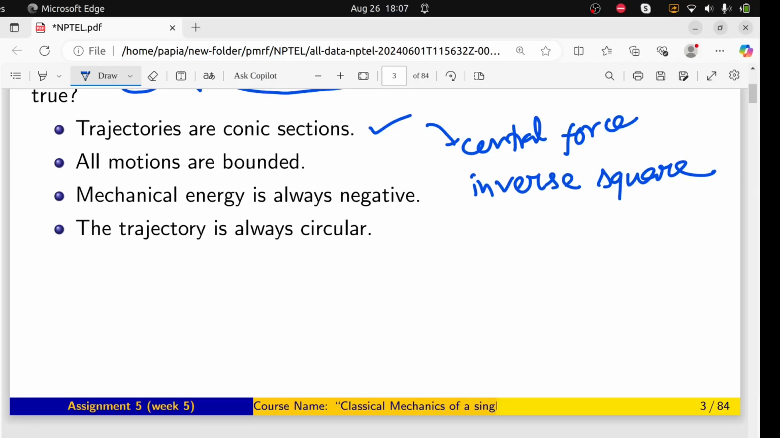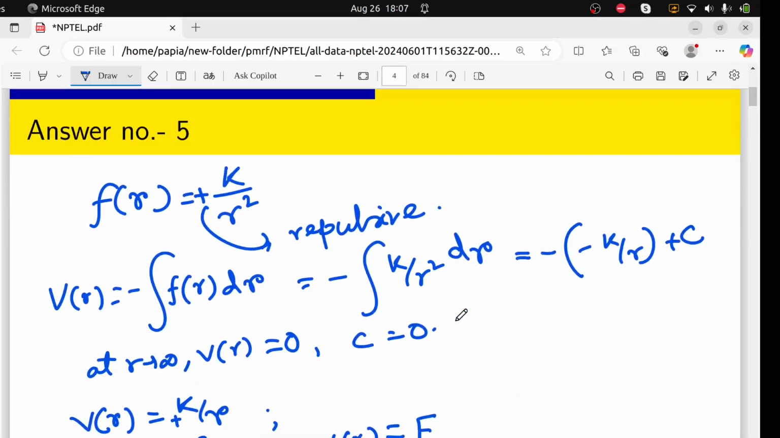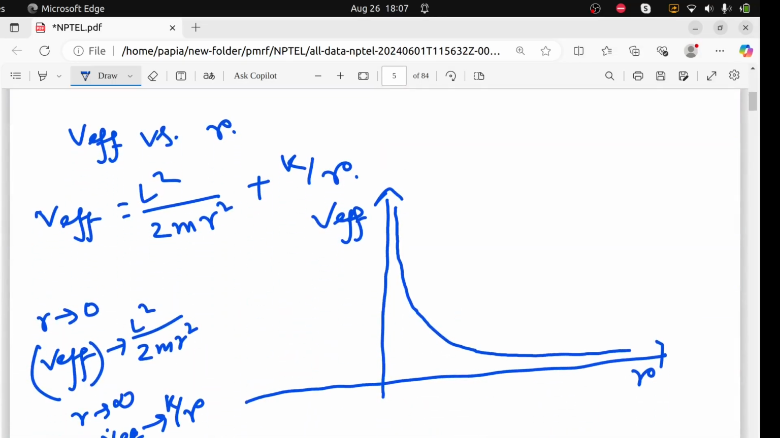So the result for this first question does not depend on whether it is plus or minus. For all the conditions, the trajectories are conic sections. That is fine. All motions are bounded. Now coming here, if I want to draw one line for energy here, somewhere, you can see that it will come to 0 at infinity. So that means it is no longer going to touch the r-axis, right?